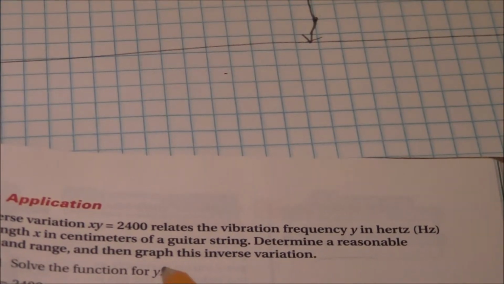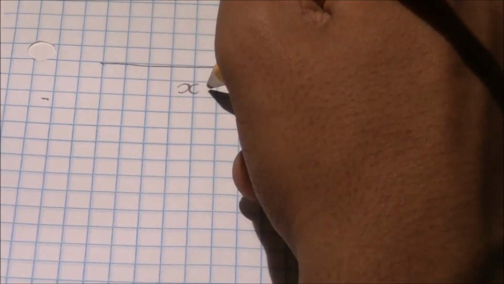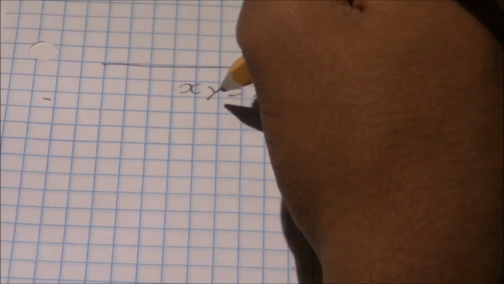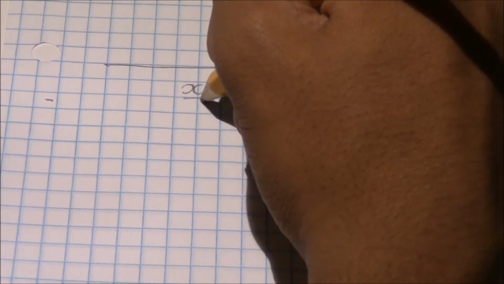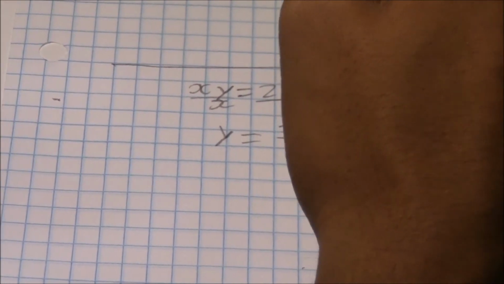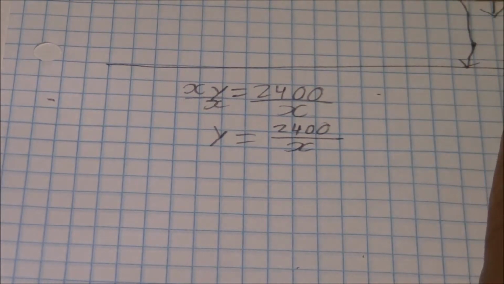Step 1. Solve the function for y. So they give you x times y is equal to 2,400, right? So you got xy is equal to 2,400. And now you divide both sides by x, so you get y equals 2,400 over x. Now you have y equals k over x. 2,400 is a constant, k.